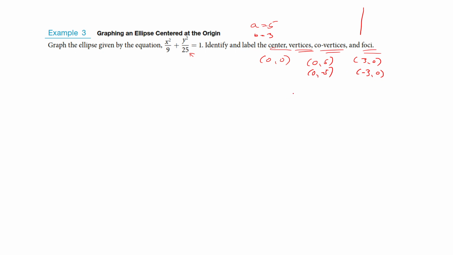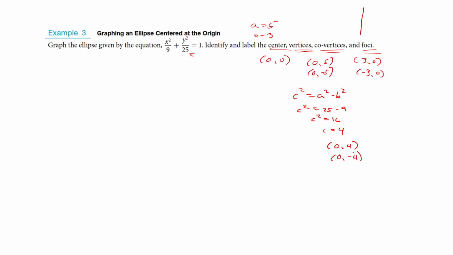And finally, the foci. We're going to need this formula: c squared equals a squared minus b squared. Well, a squared is 25, b squared is 9, so c squared is 16. We square root that, and c is 4. Starting at the center, we go along the major axis for the foci, up 4 and down 4. So my foci are at 0, 4 and 0, negative 4.